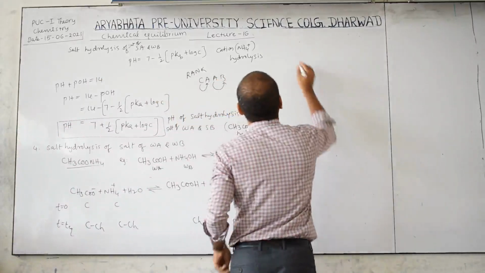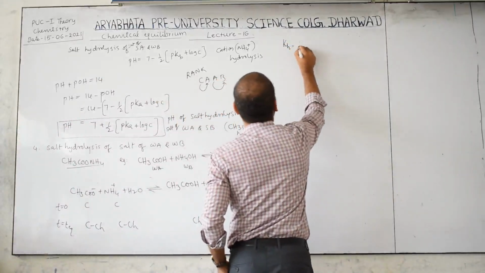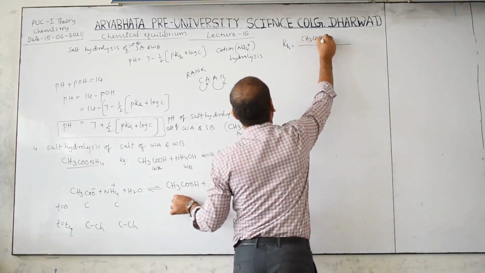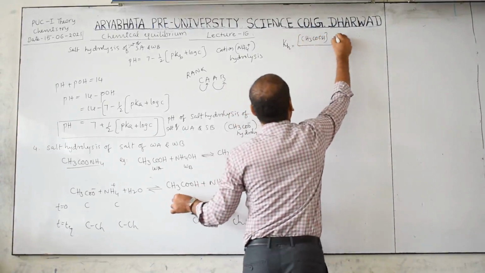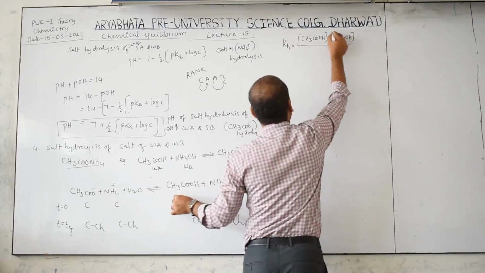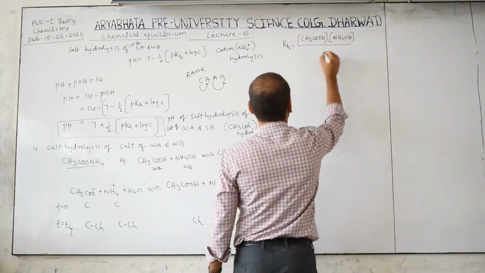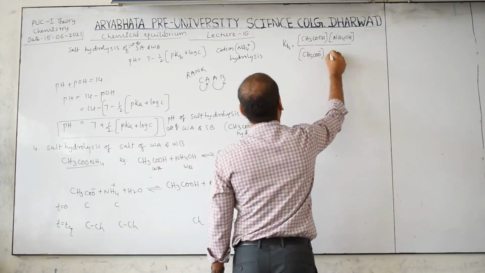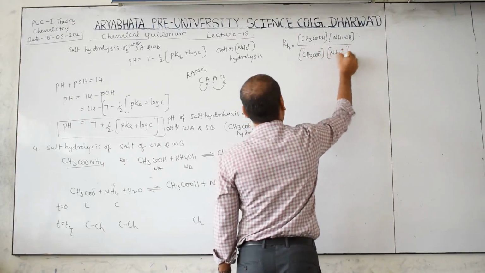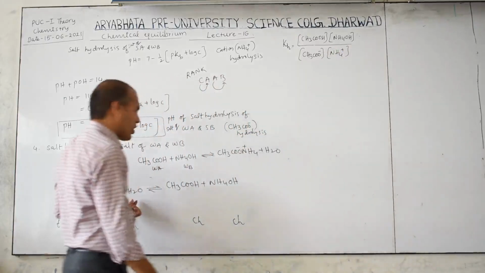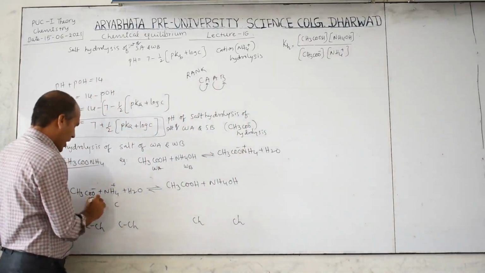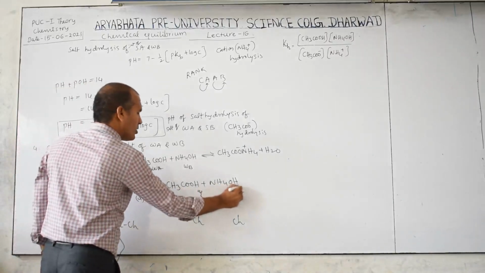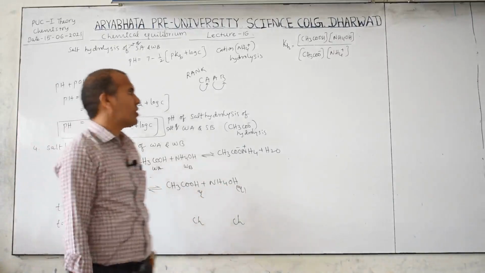Now we can write KH is equal to, the product is CH3COOH concentration and NH4OH concentration, next CH3COO minus concentration and NH4 plus concentration. H2O we generally ignore because it is a pure liquid. These are in aqueous form, so for a pure liquid the concentration is considered as unity.